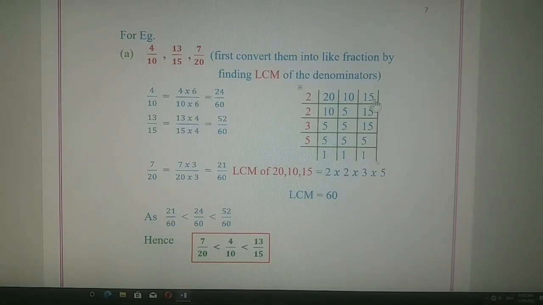So 20, 10, 15. If we do the long division, 2 10s are 20, 2 5s are 10, 2 times 15 doesn't come, so this 15 has to be carried down. In the next line, 2 5s are 10 and 2 times 5 doesn't come, so this 5 has to be carried down. 15 also doesn't come in the 2 table, so this 15 has to be carried down. 15 comes in the 3 table, so using 3 we can divide. So 3 5s are 15, but the first two numbers 5 and 5 don't come in the 3 table, so we copy as it is. So this 5 is copied down and this 5 is copied down, and 3 5s are 15.